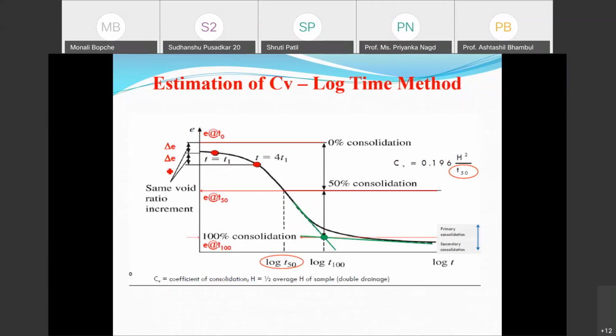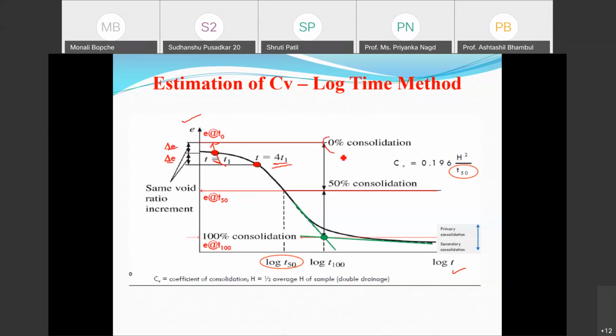So this is your curve. Here e is on the y-axis and time is on the x-axis, which is in log scale. This curve is plotted. Then you choose a time t1, and you choose a time which is 4 times t1. Whatever height there is between them, take the same delta e height x above it, and draw a horizontal line.